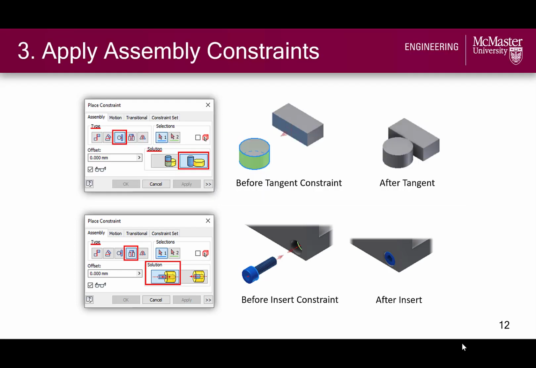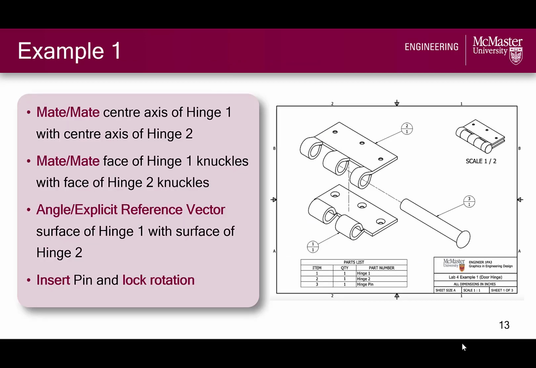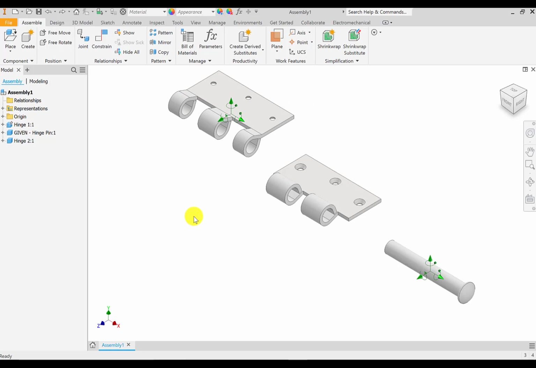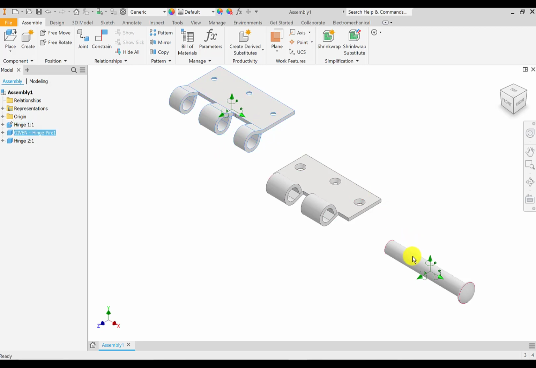So let's return to our door hinge example and apply some of these assembly constraints to fully define the relationships between components. There are a number of strategies that we could take to fully constrain this assembly, and one of these strategies that I'll now walk through is listed on this slide. Here I have all 3 of our components in the assembly file, with the bottom hinge grounded already and the top hinge plate and the pin entirely free to move around.